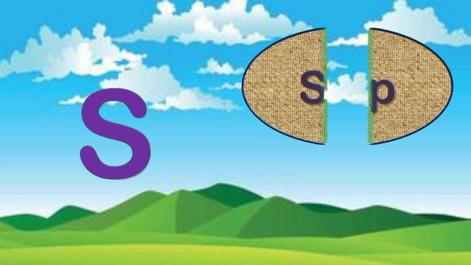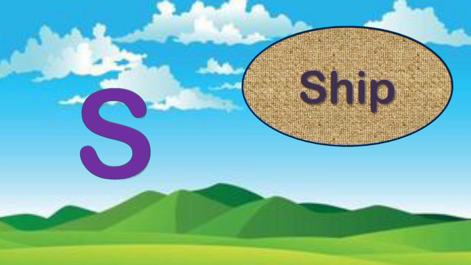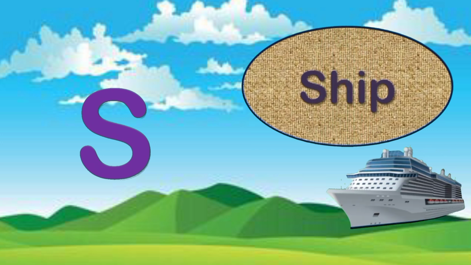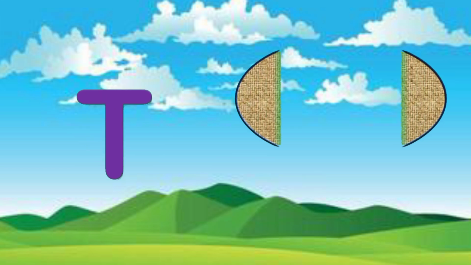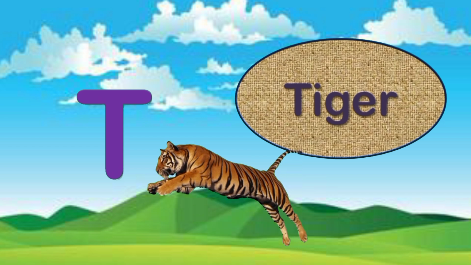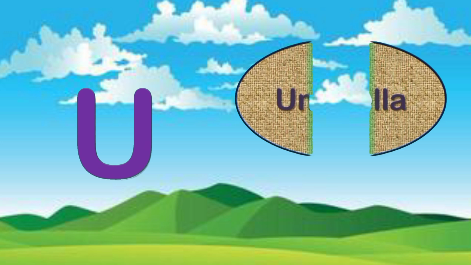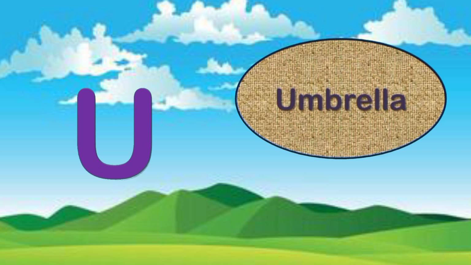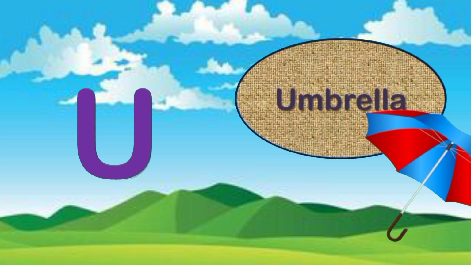S for sheep. This is a sheep. T for tiger. This is tiger. U for umbrella. This is umbrella.